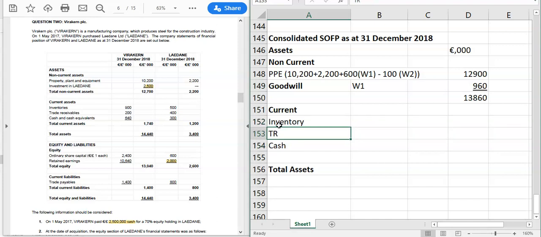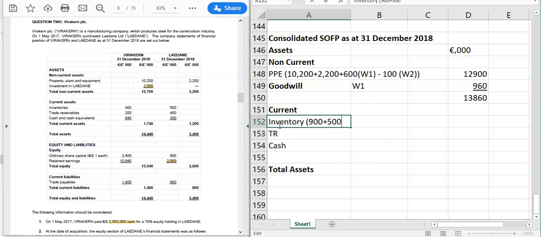So similar to before, it's parent plus sub. If there's no adjustments, I just write down P plus S and slot in the figure. If there are adjustments, I'll be a bit clearer to the examiner. So for inventory, for example, it is 900 plus 500. That's clear to the examiner where it's coming from. You don't need to tell him it's parent plus sub.